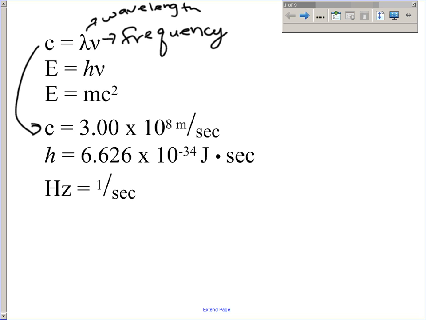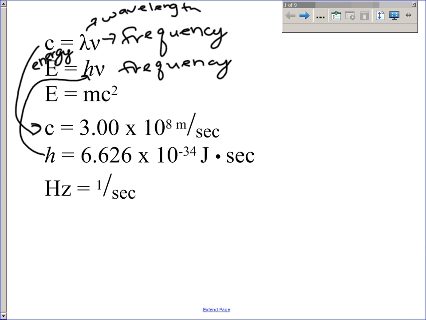The second equation is energy is equal to Planck's constant times frequency. So E is equal to energy. It is not a constant. H is a constant. It's right here. And then V is frequency. Okay, so frequency is the common thread through both equations.